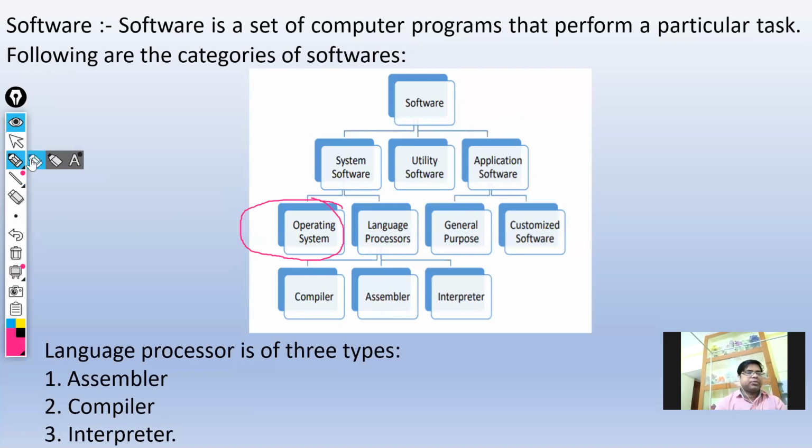Now, the next part is the language processor. Suppose I want to communicate with you, but you do not know my language. You can understand Hindi, but you cannot understand English. And I can understand English, but I can't understand Hindi. So there will be a translator.